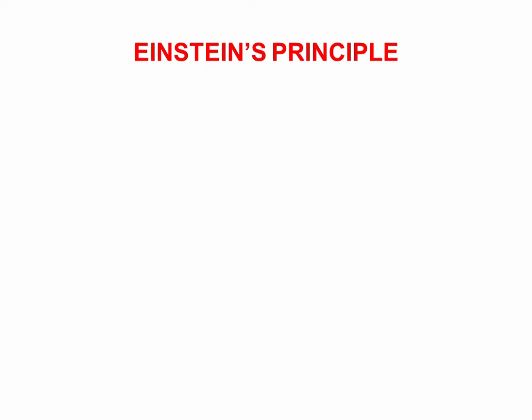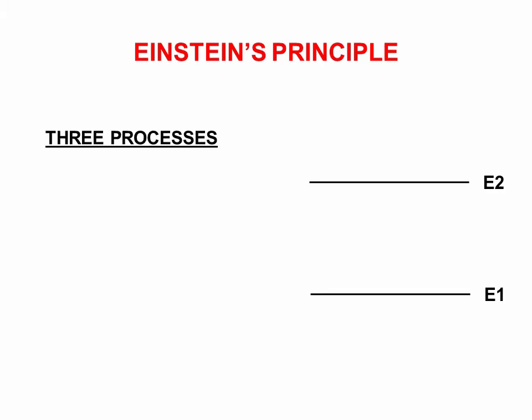Einstein's principle is a very important phenomenon in the introduction of laser. Consider an atom that has two energy levels, namely E1 and E2. E1 is the ground state, which has lower energy, and E2 is the excited state, that is, higher energy. If energy is given to this atom, it undergoes three processes, namely absorption, spontaneous emission and stimulated emission.